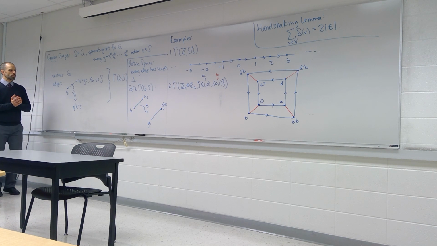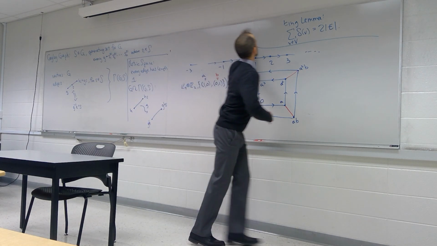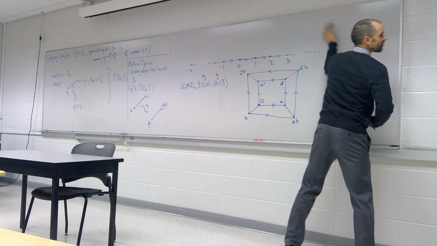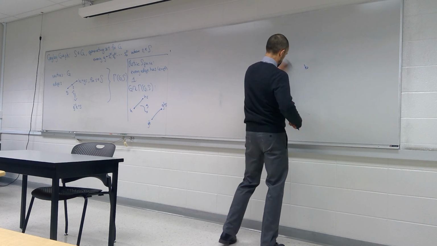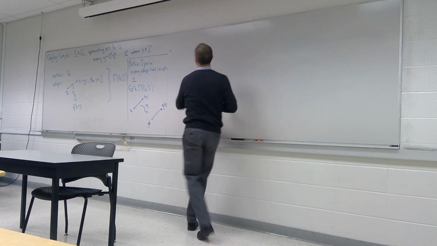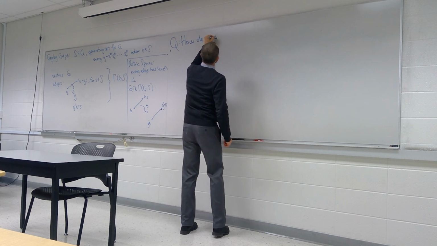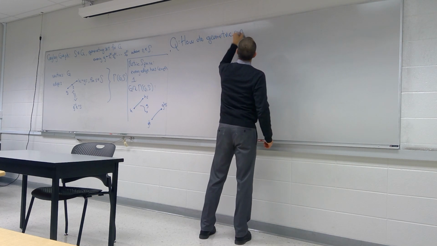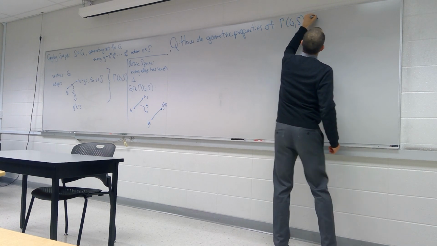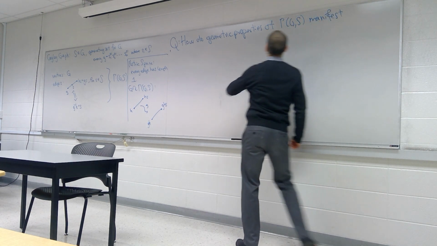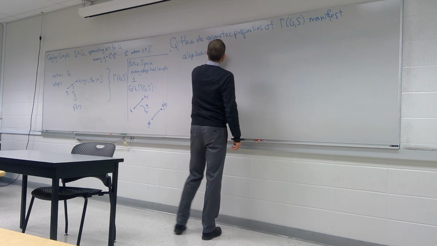Okay. And so one of the fundamental questions of geometric group theory is how do geometric properties of the Cayley graph manifest algebraic properties. Now what about vice versa?